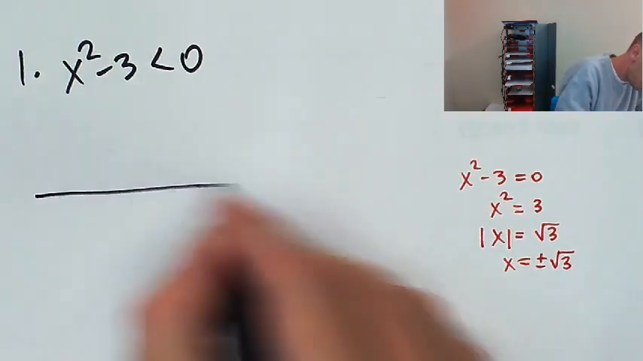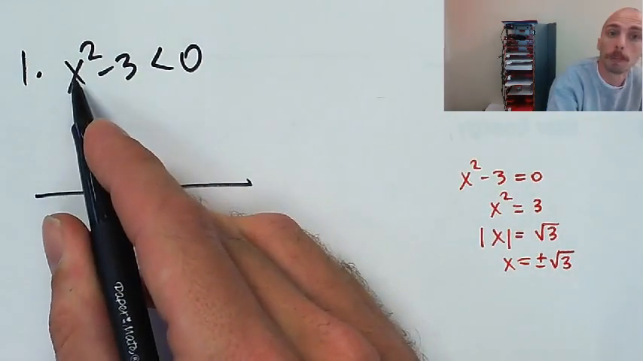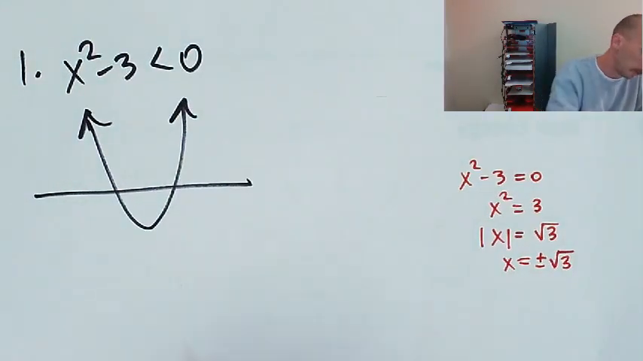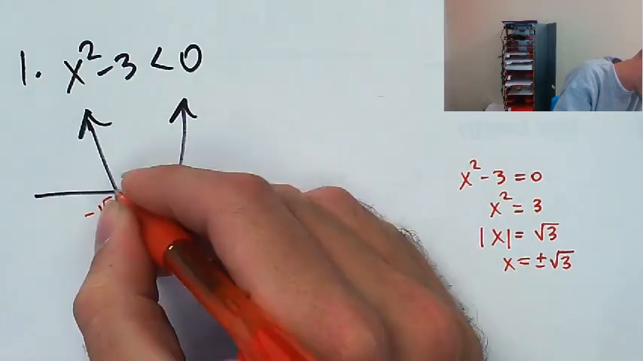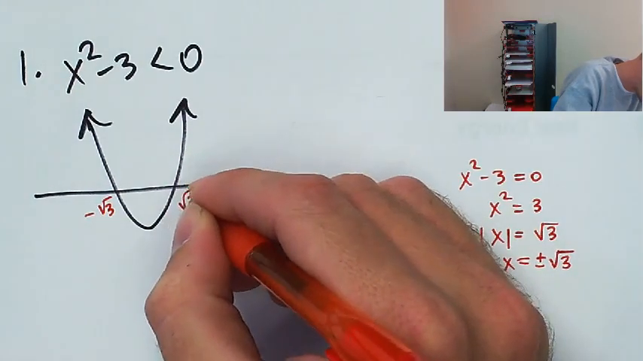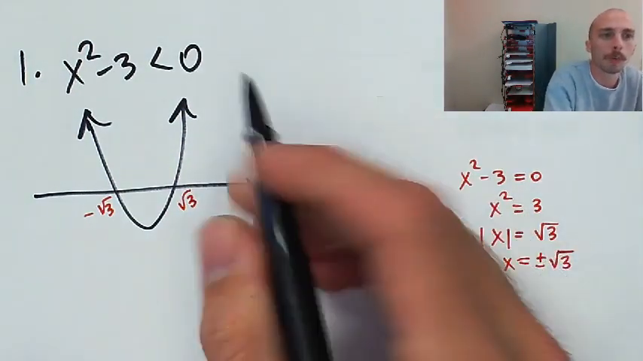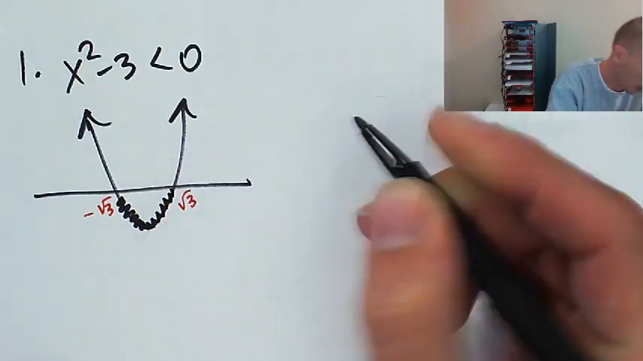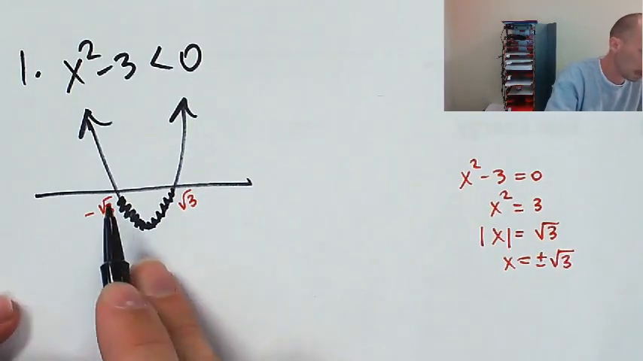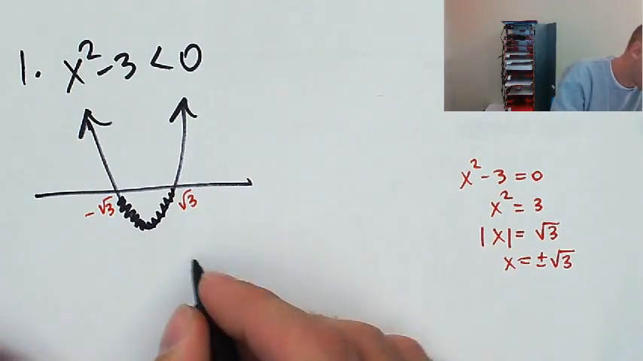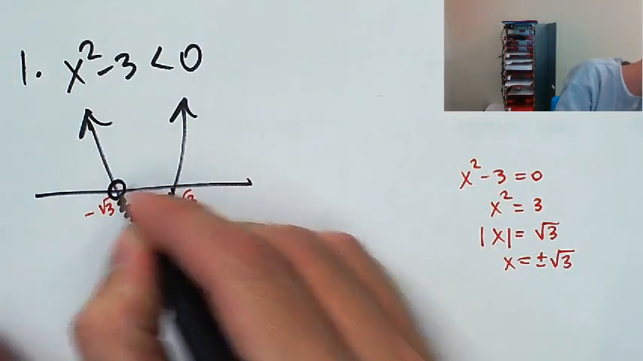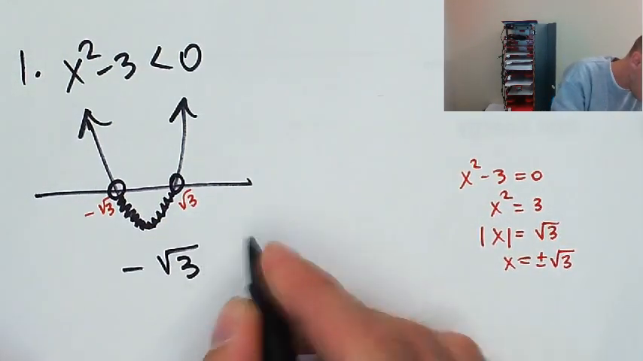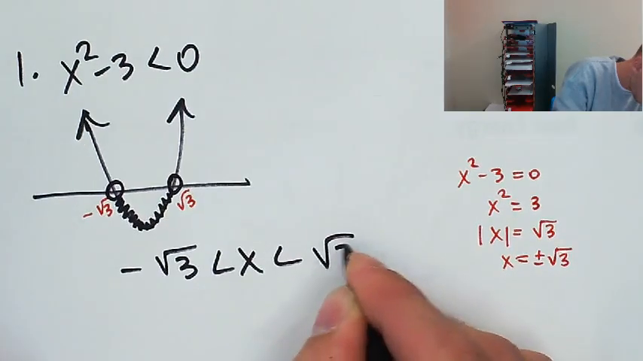I'm going to draw myself a parabola that opens up because it's positive x squared. This is negative square root 3, and over here this is positive square root 3. We're interested in where this is less than 0. That's where the parabola is underneath the x-axis, so it's between negative root 3 and root 3. Since it's strictly less than 0, it won't include the places where it's equal to 0. So it'll be negative root 3 less than x less than positive root 3.